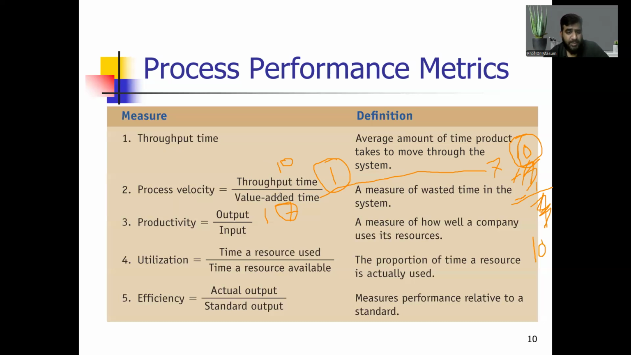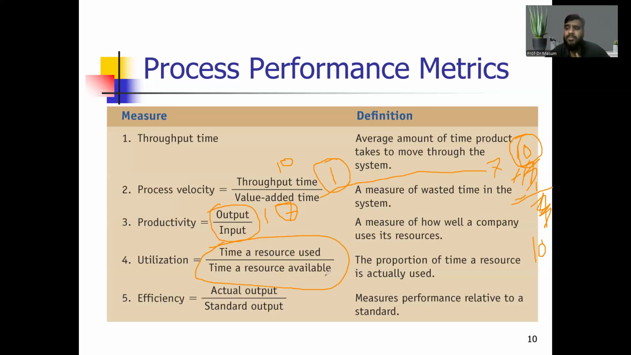It is known as the process velocity, and you can measure the process performance by using productivity. Output divided by input. If you have a production line, you will calculate the productivity of the production line. Output divided by input. Then you will get another process performance matrix. You can also calculate the utilization. Utilization means time or resource used, divided by time or resource available.